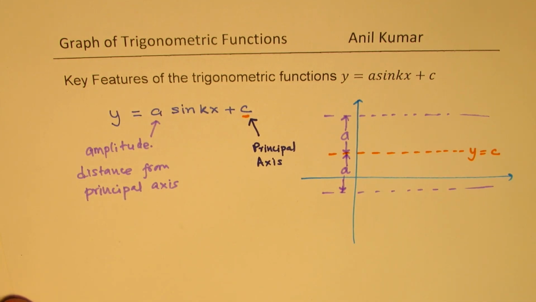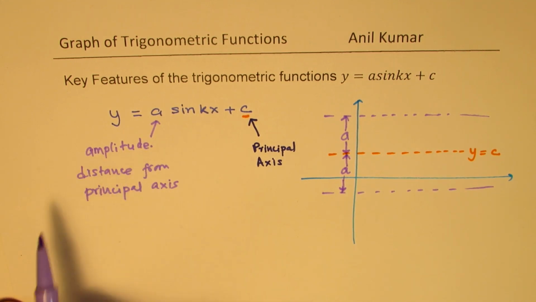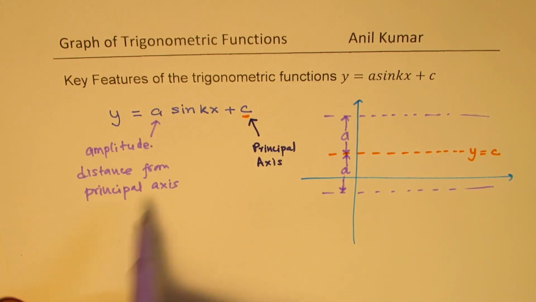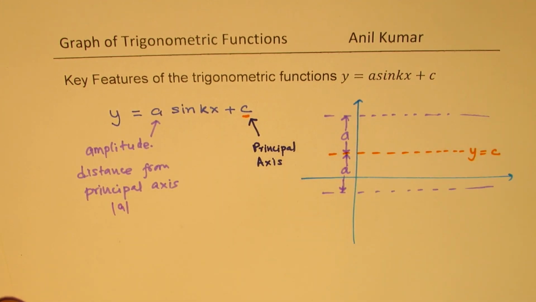You get the point, right? So that is the emphasis of a. So we could say the amplitude a is the distance from the principal axis. So it is the absolute value of a which we are talking about.